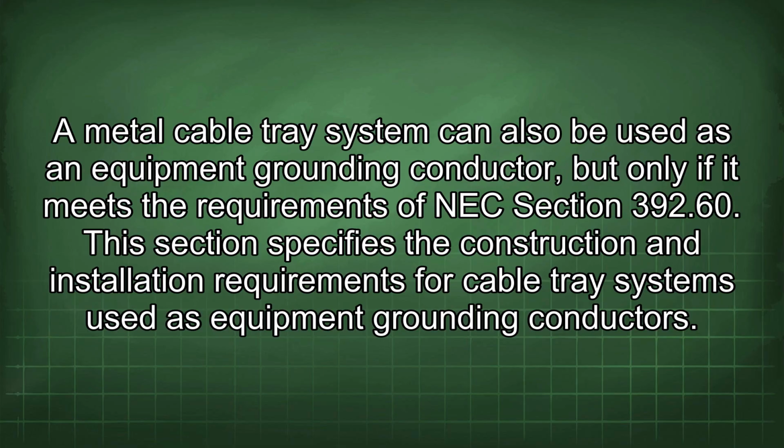A metal cable tray system can also be used as an equipment grounding conductor, but only if it meets the requirements of NEC Section 392.60. This section specifies the construction and installation requirements for cable tray systems used as equipment grounding conductors.